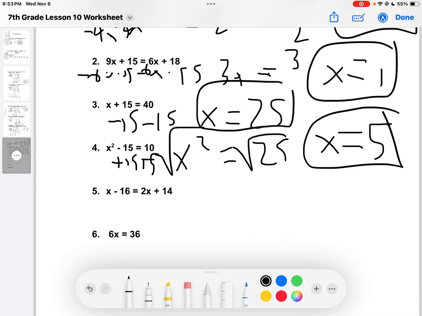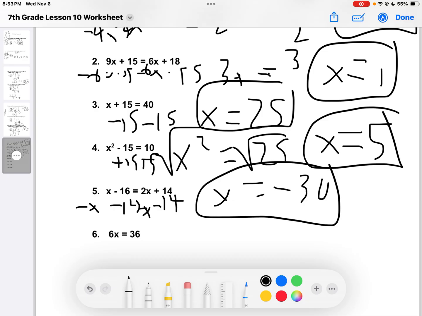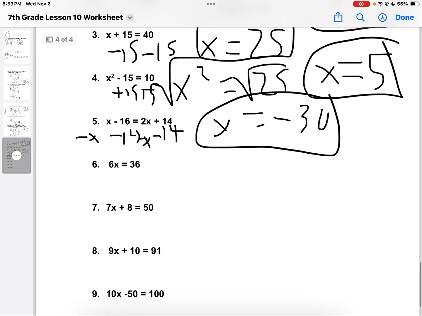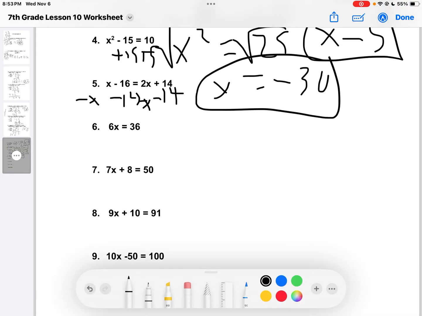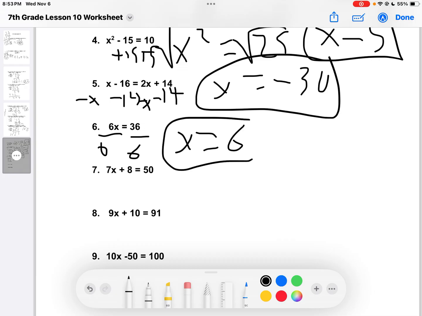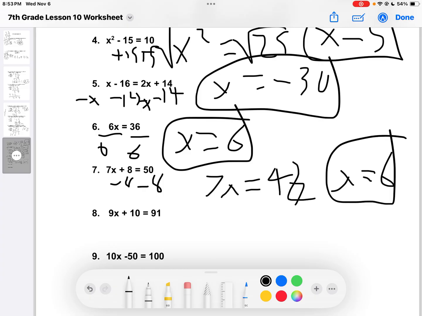Alright, number 5, x minus 16 equals 2x plus 14. So subtract 14 and subtract x to get x equals negative 30. We still have 4 more questions. So it's number 6, 6x equals 36, divided by 6 to get x equals 6. 7x plus 8 equals 50, subtract 8 to get 7x equals 42 to get x equals 6.